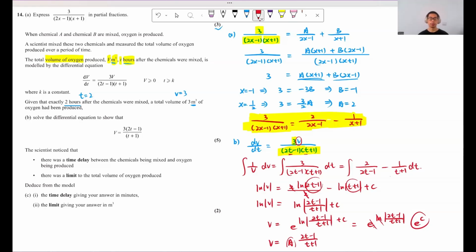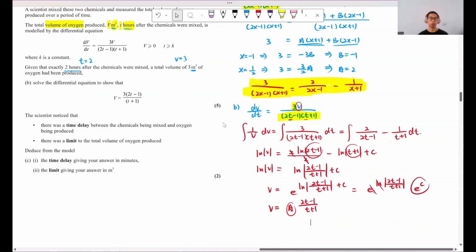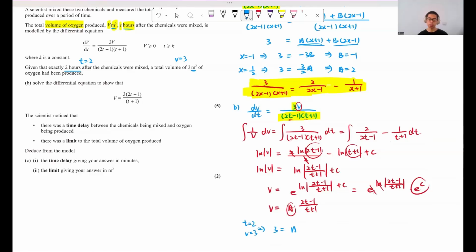So then we will have our final equation, but we need to find out what the value of A is. So we use the condition we got before: when t equals 2, v equals 3. So substitute in. That will give us 3 equals A times 2 times 2 is 4, minus 1 is 3, and then 2 plus 1 is also 3. 3 over 3 becomes 1, so A is just equal to 3. Therefore, the final equation would be v equals, if A is 3, just 3 times (2t minus 1) over (t plus 1), which is the same as what they want.